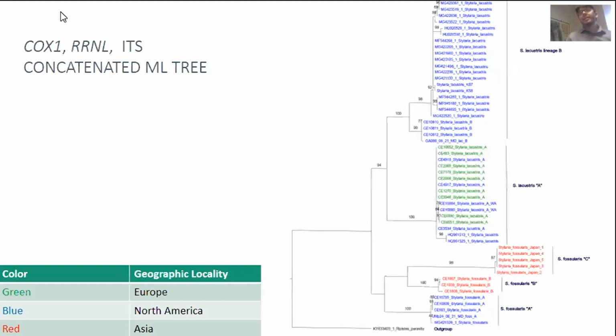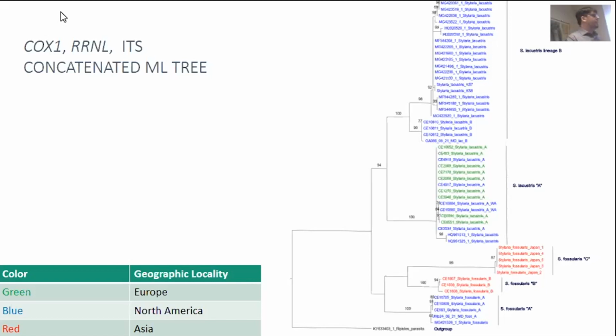This is our concatenated maximum likelihood tree with the COX-1, rRNL, and ITS data. Once again, we share the same color coding. So we have our big blue block of Stylaria leucostris from North America with good support, and our big block of European individuals with good support. And then our Stylaria fossilaris, once again, not the greatest support, but still pretty good. And it still separates into these pretty distinct clades, with the Cambodian individuals pairing with the Japan ones as we predicted, with the North American ones being the weird outlier.